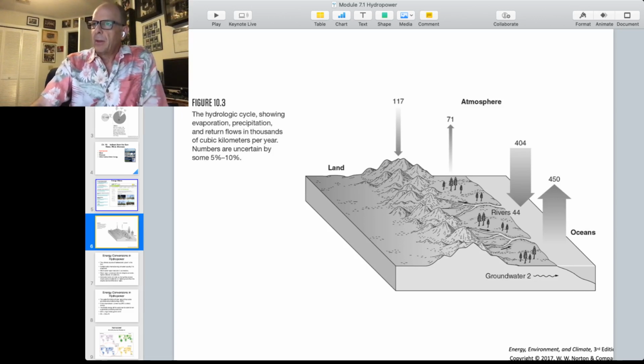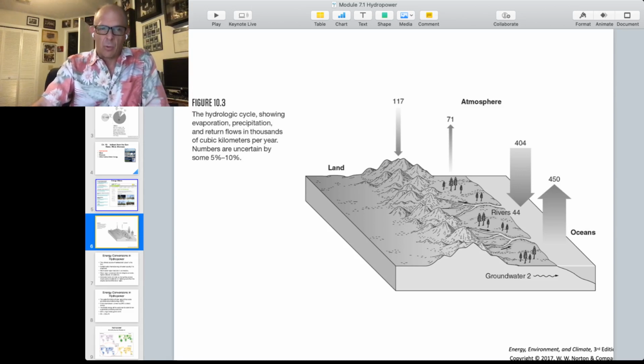So this 450 arrow coming up from the oceans, that is the evaporation of ocean water into the atmosphere, powered by sunlight, the absorption of solar energy in the oceans causing that to evaporate. 90% of that just falls straight back down into the ocean. That's the 404 that falls straight back down into the ocean.